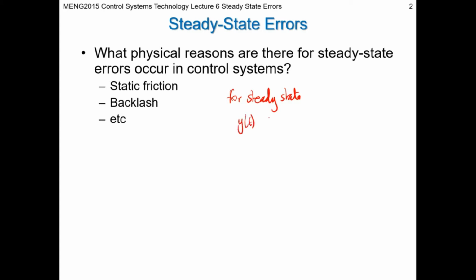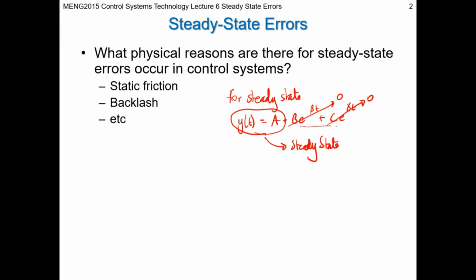if we want our output function from our system, well, I suppose in reality, beta and gamma shouldn't have a negative on them. We say that if beta and gamma are negative, then these terms are going to go to 0 over time. So what you're going to end up left with is just y(t) equals A, and this is our steady state. Whereas these terms, which have decayed down to 0, these ones are our transient.